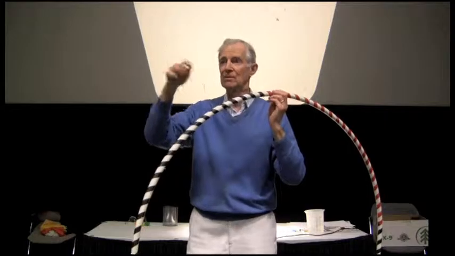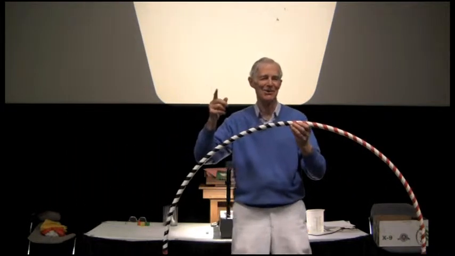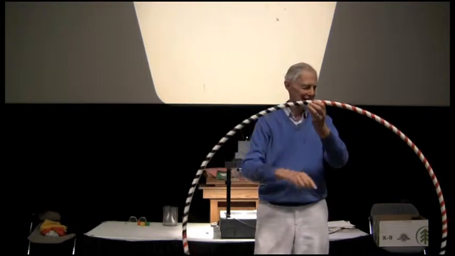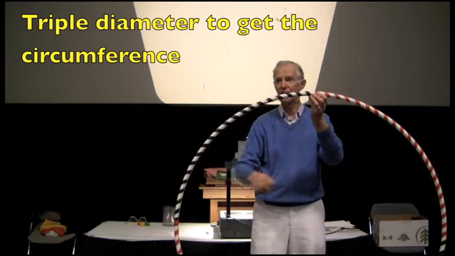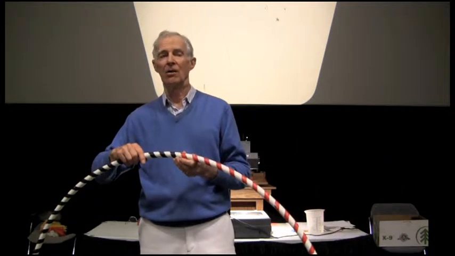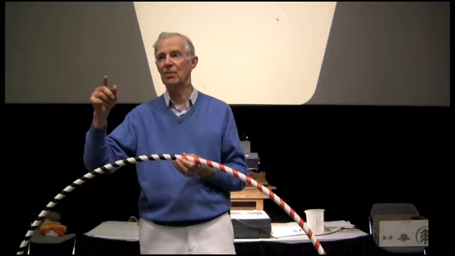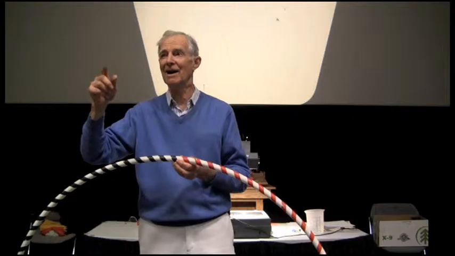How about the pie man up there? Would you double the diameter? No. Okay, he wouldn't do it. He knows the formula, right? Well, you more or less would multiply by 3, right? You triple the distance across, and that gives you the distance around the circle. Only it's not exactly 3, it's 3.14.